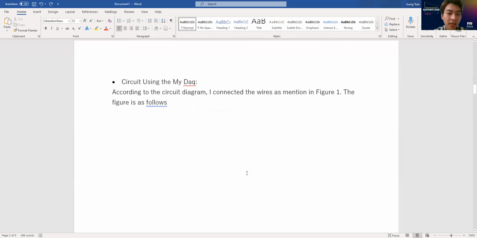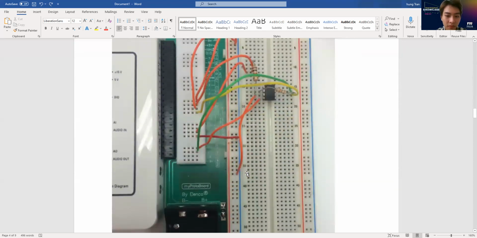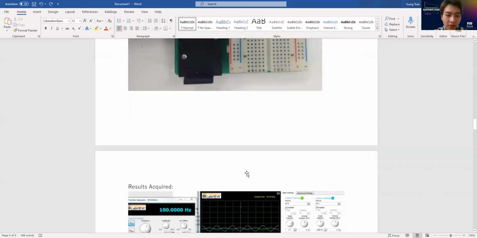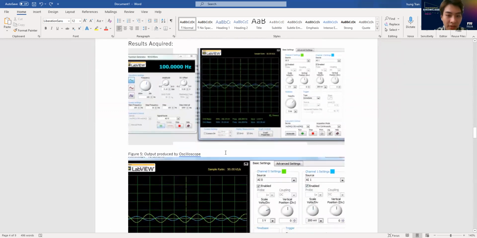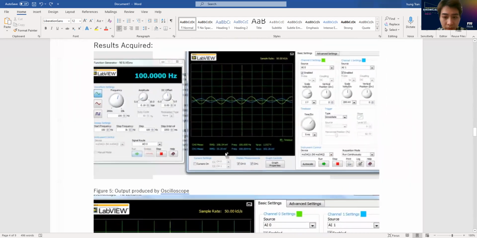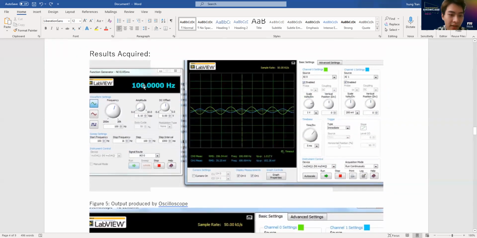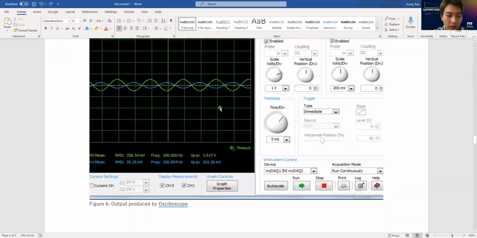Circuit using the myDAQ. According to the circuit diagram, I connected the wires as mentioned in the figure below. So here is the myDAQ that I used to connect to the figure. And here is the result displayed using LabVIEW. As you can see, it comes out at 100 Hz, and this is the oscilloscope shown in LabVIEW.